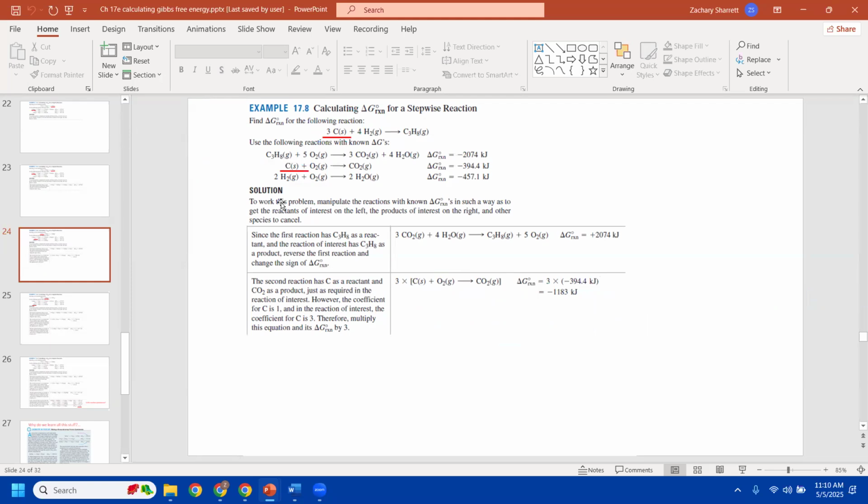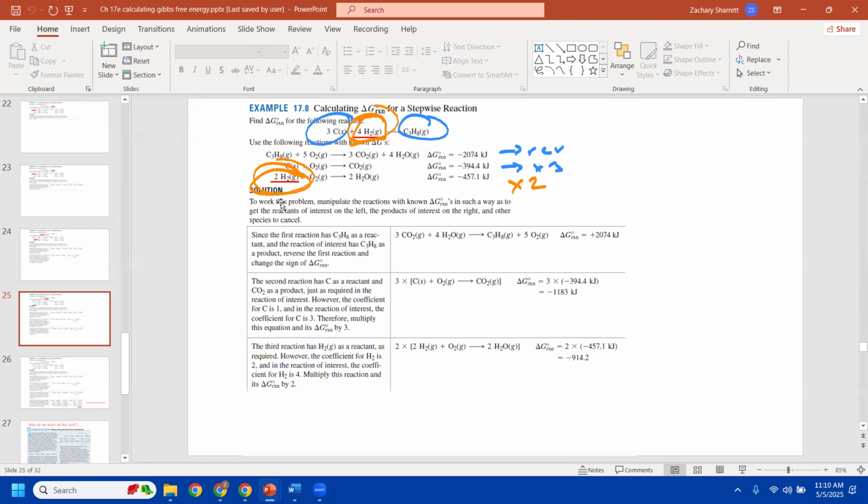So we've now looked at, and once again, you're going to add all these things up, but right now we've reversed this one. We've times this one by 3. So we've looked at C3H8. We've looked at C. Let's now look at H2. So how many H2s are over here right now? 2. How many do we want to have? So what should we do? Is it on the right side? It is a reactant. We want it as a reactant. So we multiply that whole reaction by 2, which multiplies the delta G by 2 to get to negative 914.2.